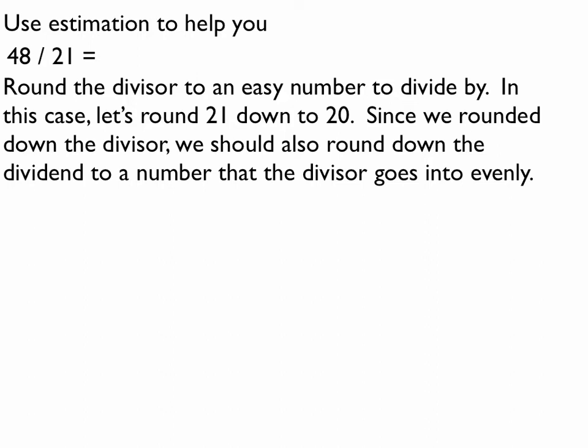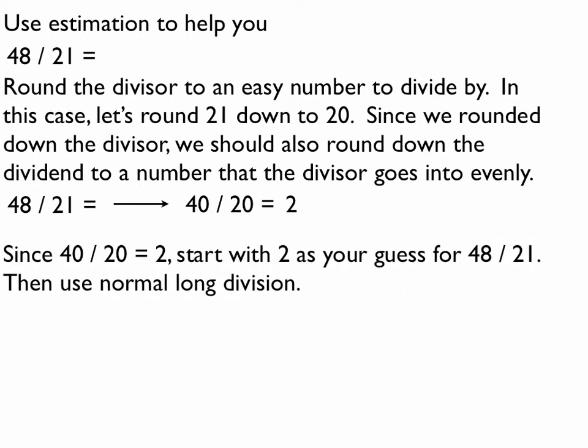Since we rounded down the divisor, we should also round down the dividend to a number that the divisor goes into evenly. So in this case, 48 divided by 21, we make the divisor 20 and round the 48 down to 40. So 40 divided by 20, well, that's 2. That's going to be my starting point, so let's start with 2 and go from there.